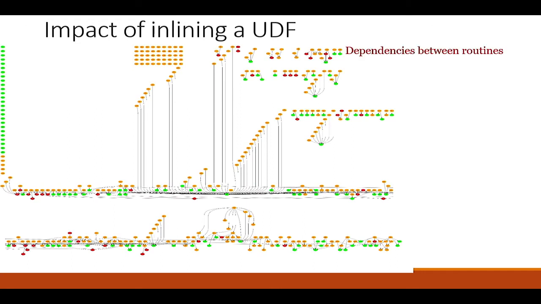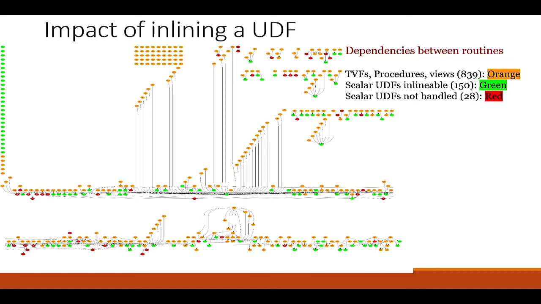So let me give you the legend. What is in orange are all TVFs, which stands for table valued functions. The orange is all table valued functions or stored procedures or views, which is out of our scope right now. We're not trying to do anything there, right? And the green ones are all the scalar UDFs that are inlineable with what we offer today, and the red ones are the ones which we cannot inline today with our feature, right?